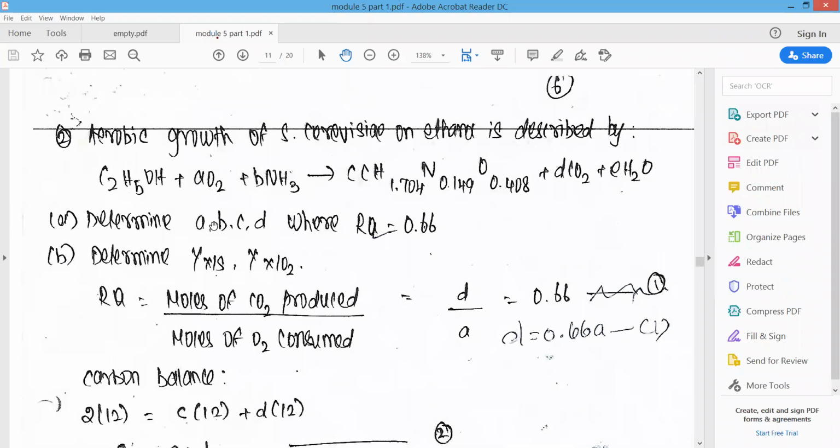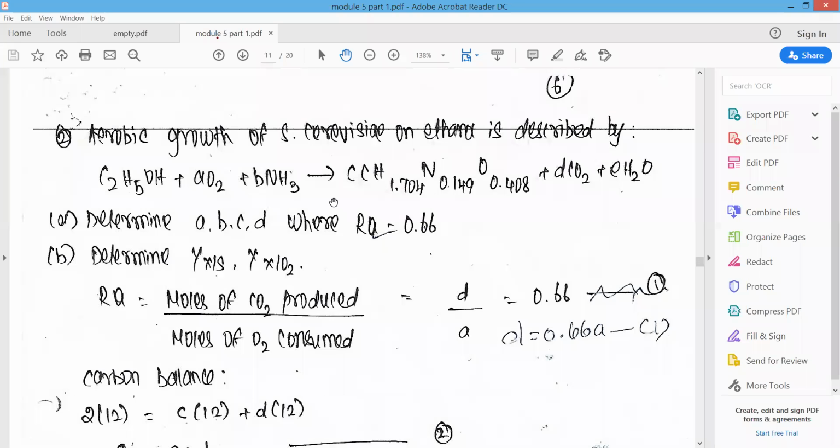And the next is, say, aerobic growth of Saccharomyces cerevisiae on ethanol is described by C2H5OH plus AO2 plus BNH3 gives C of CH1.704 N0.149 O0.408 plus DCO2 plus EH2O. What they have asked is to find A, B, C, D, where the respiratory quotient is given as 0.66. In the previous problem they gave 2 by 3rd of the substrate. Parallelly, we have to find Y x bar s and Y x bar O2.